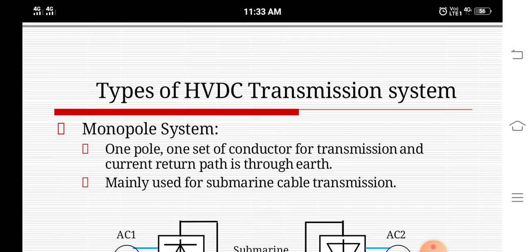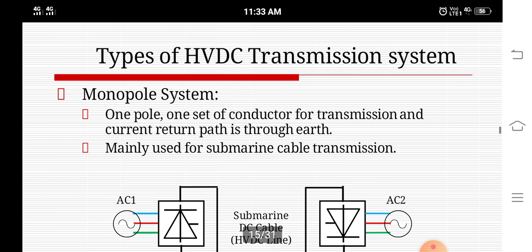Then types of HVDC transmission systems. HVDC transmission has five classifications: monopolar links, bipolar links, homopolar links, back-to-back links, and multi-terminal links or systems. Both words are the same.